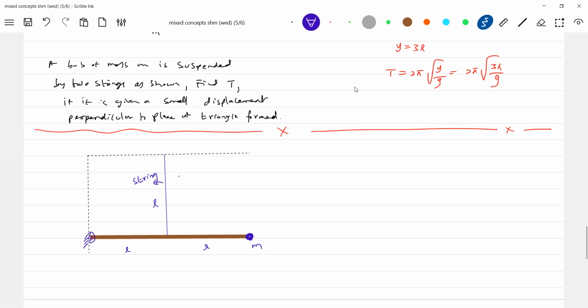There's a light rod. There's a wall. So I'm bringing another pendulum in this way. Let this be the bob. This is a bob. The rod is hinged such that it can rotate in all directions.